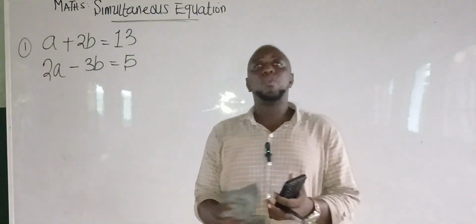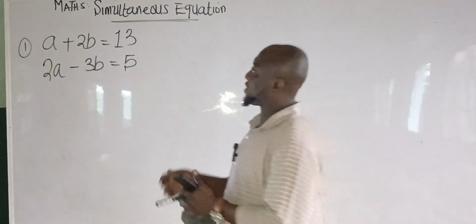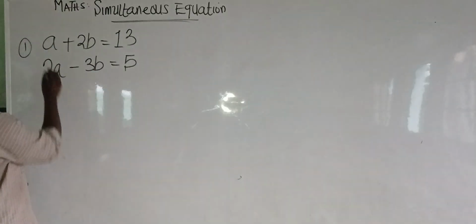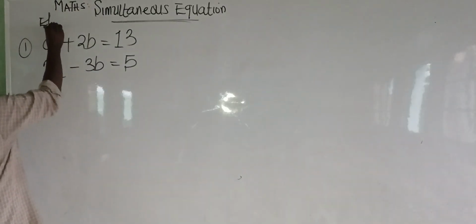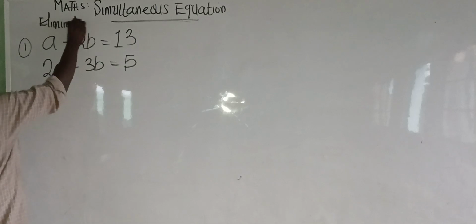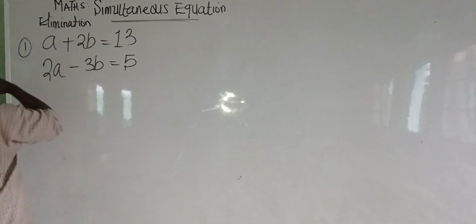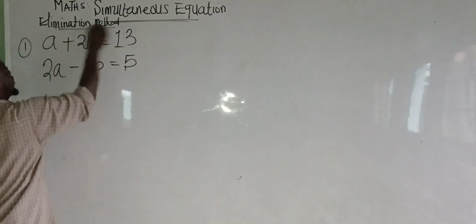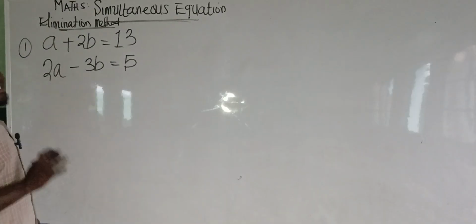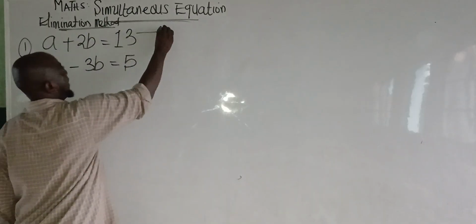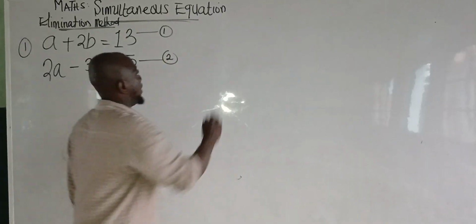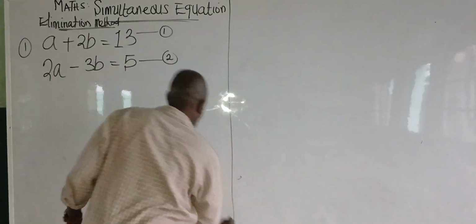So how do we go about it? Now, this is the first thing we have to do. First step. Step one, I'm using elimination method first. Elimination method is what I want to use first. Now, first thing is this. I'll put my equation 1 and 2. That's the first thing you do.